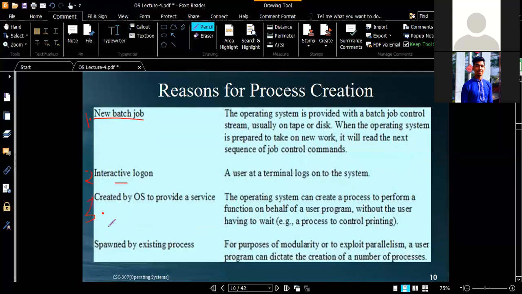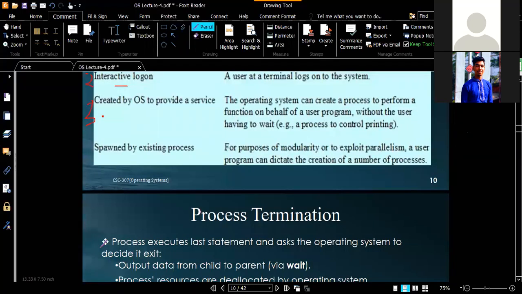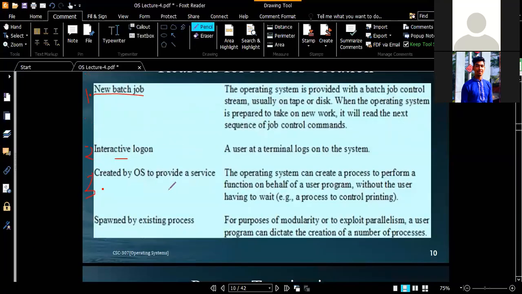And then spawned by an existing process. So basically one program was running, and to finish the task of that program, a new program will be created. So a process can be created by the operating system to provide a service. It can be created by an existing process for a different purpose. It can be created just when the user logs in, to support that, and it can be created for totally new work, like moving from one game to another game.